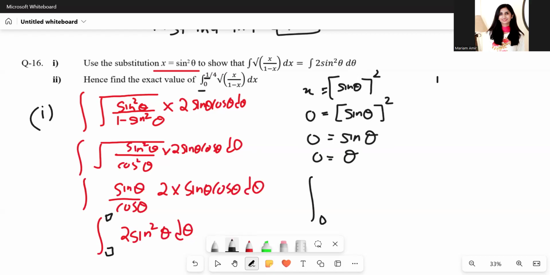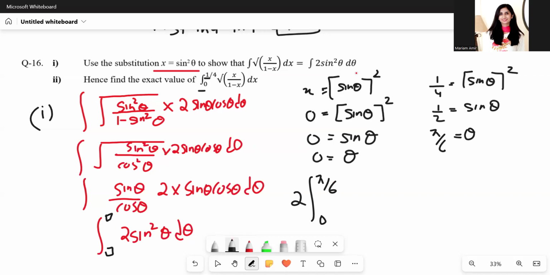For the upper limit, we'll write 1 over 4 equals sine theta whole squared. We're going to square root both sides, so half is equal to sine theta. Then theta will be sine inverse half, which is pi by 6, I believe. Yeah, pi by 6. So the upper limit is pi by 6. And inside we have 2 sine squared theta. The 2 can just come out: 2 sine squared theta d theta.